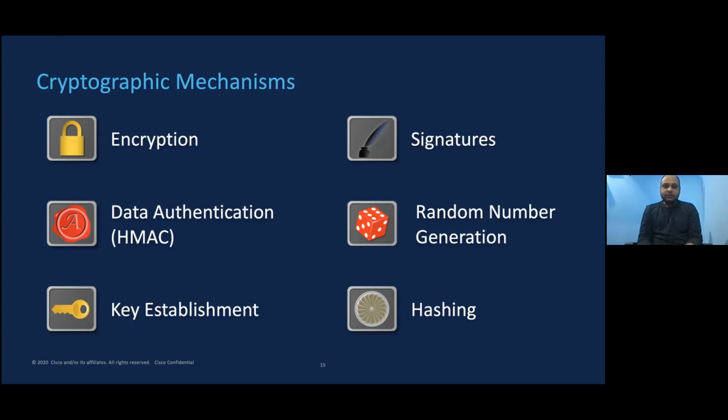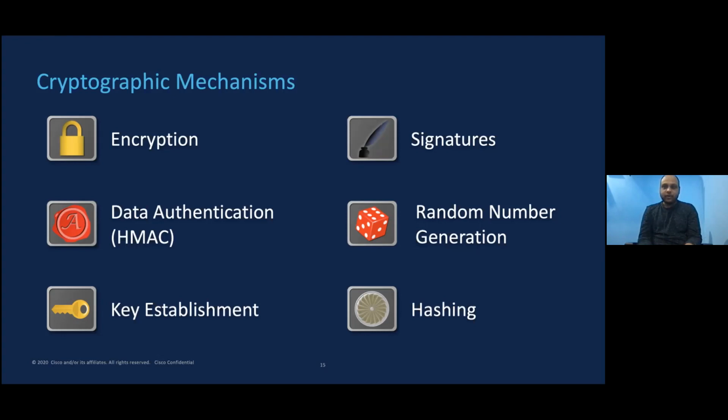The next two mechanisms are key establishment and random number generation. So what is key establishment? All the algorithms being used, whether hashing algorithms or encryption algorithms, need to use a key, which acts as a feed to the algorithms. And who provides those random numbers is the random number generator.